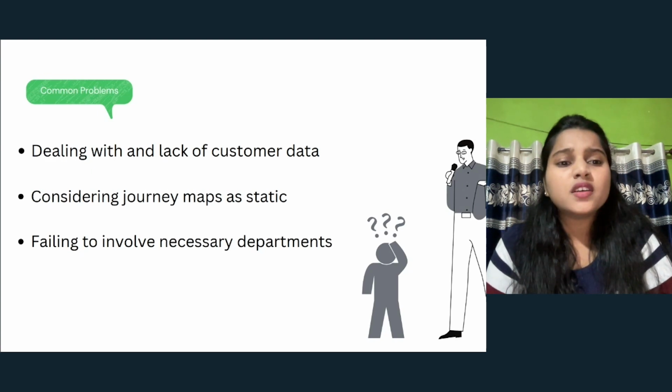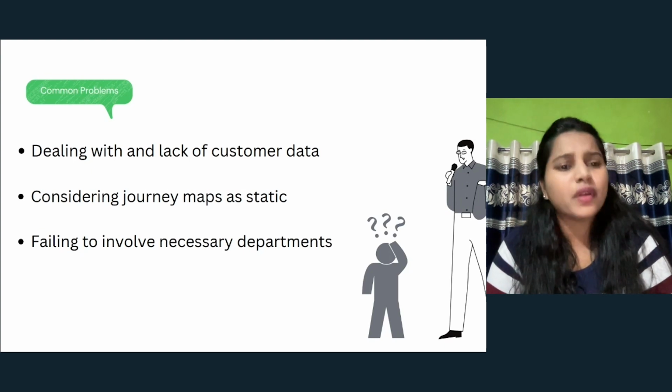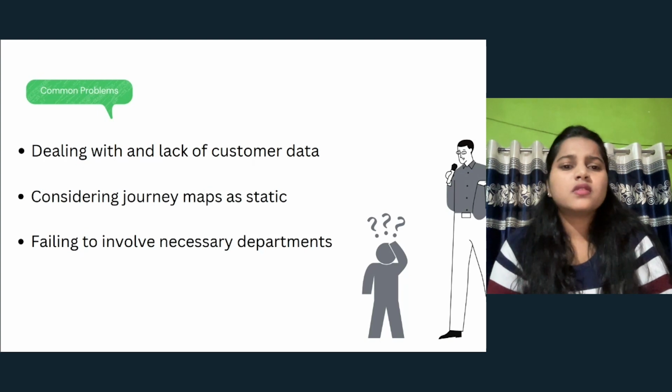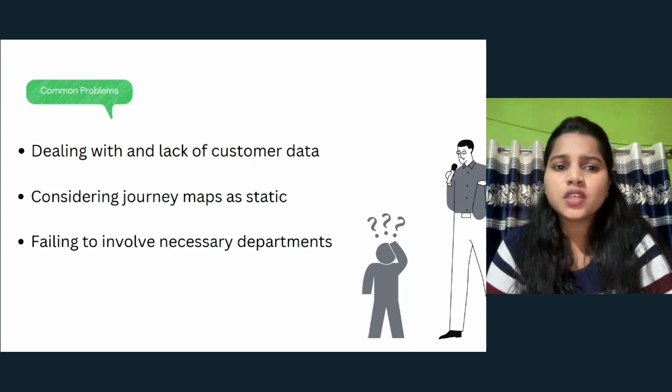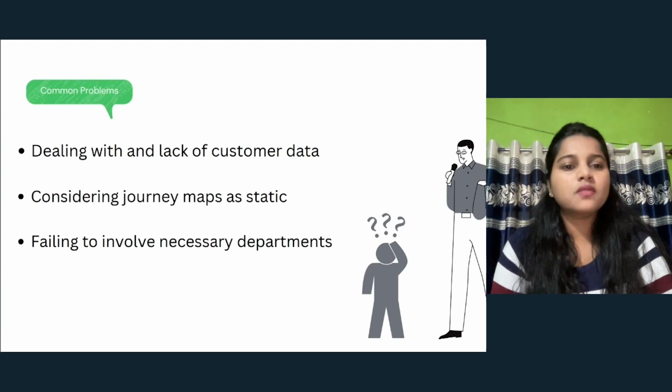And another point is journey maps are not static. They need to be updated very frequently because the new features we work on and the new changes that we make to the docs are not static. Hence, in a similar way, journey maps are also not static.